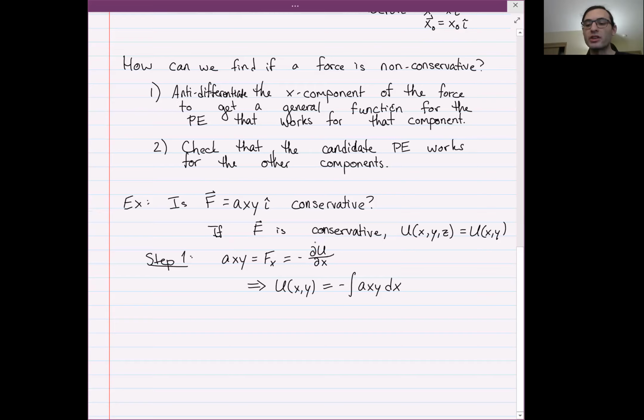I'm just undoing this partial derivative by taking an integral. Now we have to be careful here. First of all, y is just a constant with respect to x, so this would just give us negative 1/2 ax squared y, because we just treat a and y as constants.